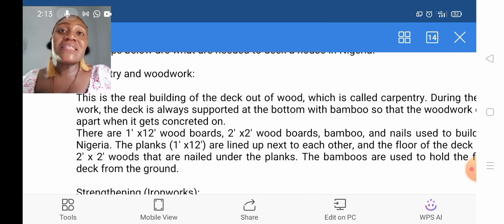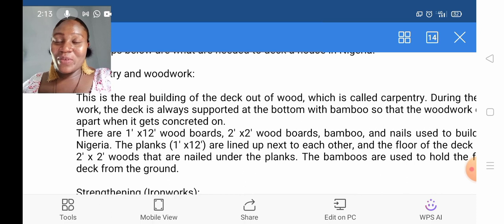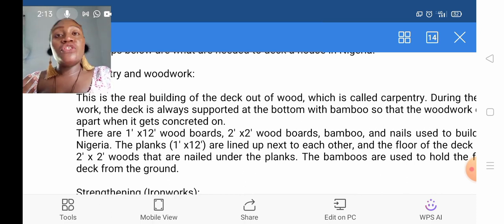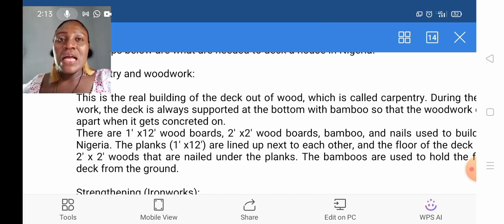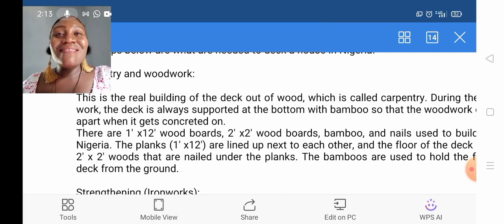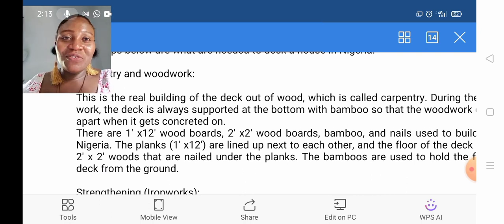We are starting with the materials needed for this work. Firstly, we are starting with the carpentry or the woodwork. The woodwork here will be needing bamboo, 1 by 12 plank, 2 by 2 plank, nails. These are the materials that the carpenter will be using. You'll be wondering, what are they being used for? Bamboo, as we all know, let me read it through, okay?